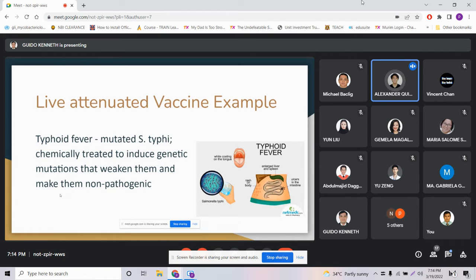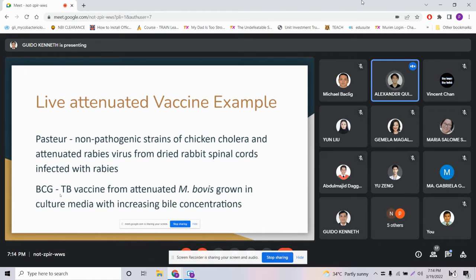So what happened was Mycobacterium bovis adapted to growing in high bile concentrations and was therefore suitable for the human body because the human body contains low bile concentrations. And so it is not conducive to pathogenic growth, but it will still induce an immune response. Next slide, please.